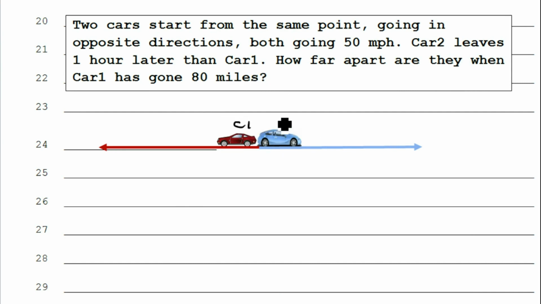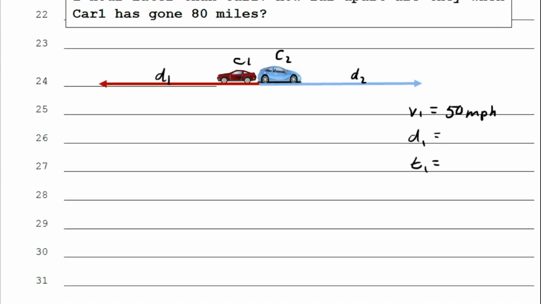Let's have this car 1, and this will be car 2. This will be D1 and D2. And what do we know about the cars? V1, D1, and T1. V1 is 50 miles per hour. D1 we don't know, and T1 we don't know. We'll find the relationship between T1 and T2 in a moment. V2, D2, and T2. Second car, 50 miles per hour. D2 we don't know, and T2 we have to figure out.